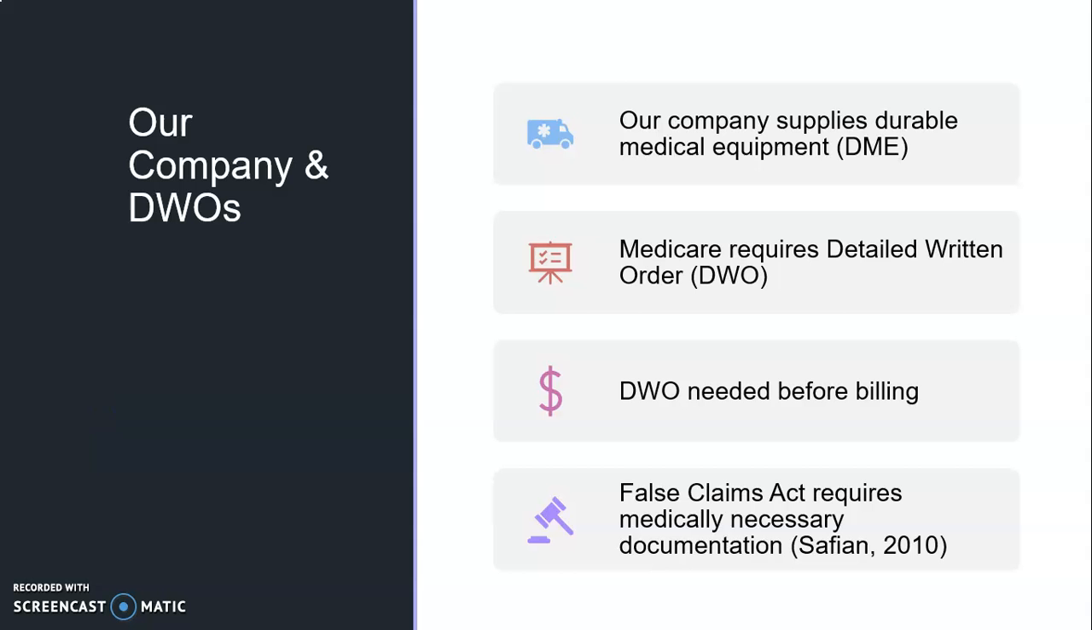Our company supplies durable medical equipment or DME. Medicare requires that we have a completed DWO before submitting a claim. This is important because if we bill for items in the encounter without the DWO prior to delivery, Medicare will deny the claim. The False Claims Act requires we provide this documentation to show that the items the patient needs are medically necessary, which is why the DWO is so important.